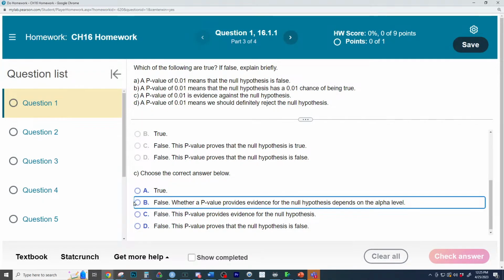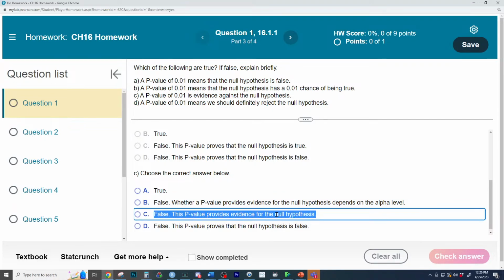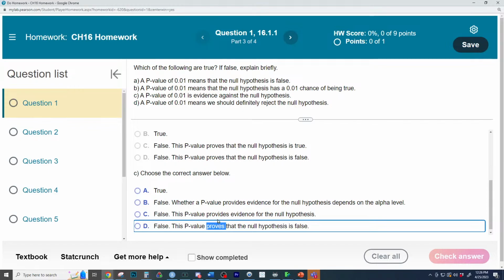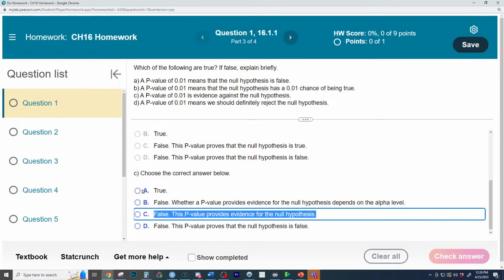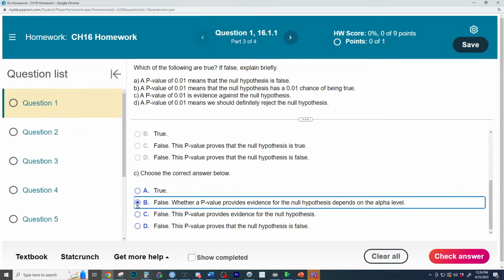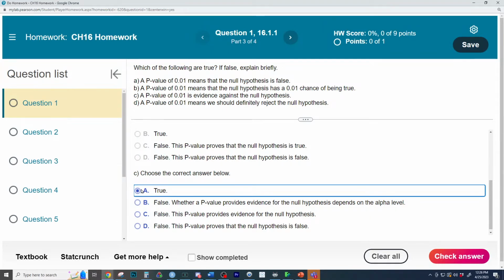See, this is the problem. They do little tricks right here. This p-value provides evidence for the null. That's just false. We don't provide evidence for the null. This p-value proves. We don't prove. So we don't prove. We don't provide evidence for the null. So I hate to say it, I'm a little worried between these two. Whether a p-value provides evidence for the null, but we don't provide evidence for the null. We provide evidence for the alternative.